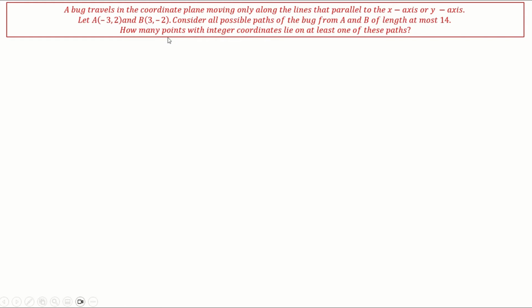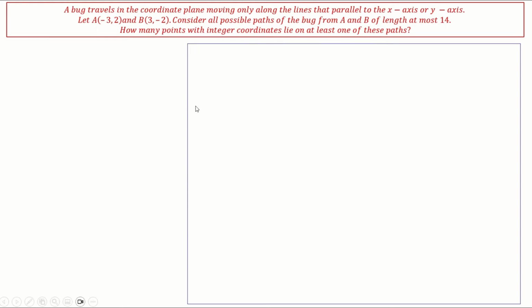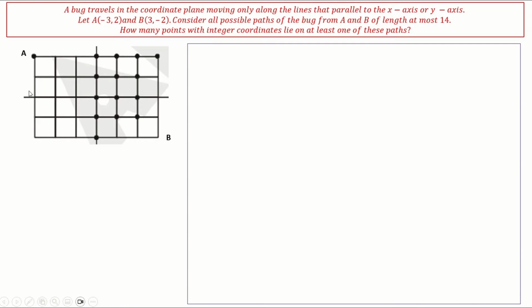First, a bug travels in a coordinate plane moving only along the lines that are parallel to x-axis and y-axis. Let A is minus 3 comma 2 and B is 3 comma minus 2. Consider all possible paths that the bug from A to B of length at most 14. How many points with integer coordinates lie on at least one of these paths? Okay, how many points? So let me just show you.